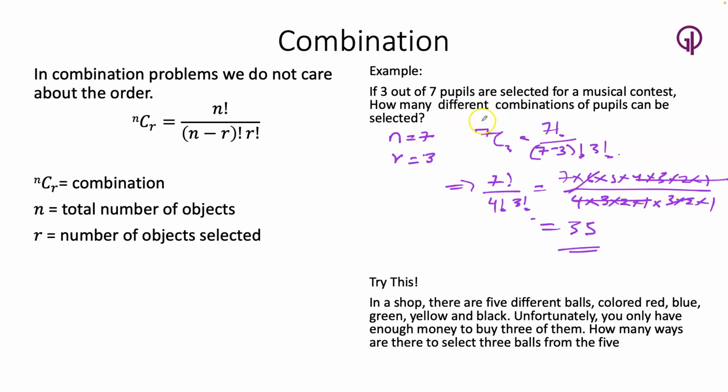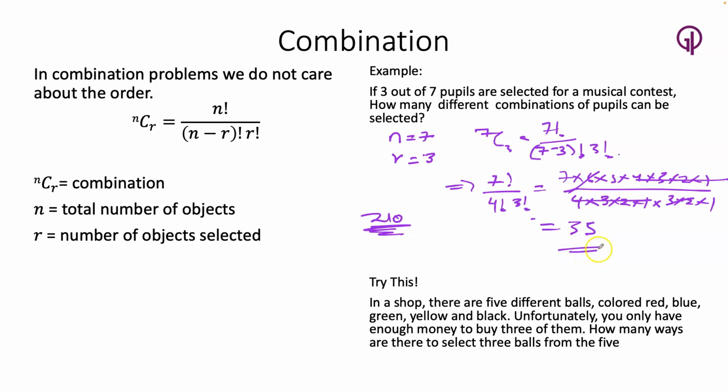Now, this question is similar to the question we solved under permutation. The only difference is that we cared about the order of things under permutation, whereas here we don't care about the order of things. We're just selecting 3 out of 7. So under permutation, with 7 people and selecting 3, because we cared about the order of arrangements, we had 210 possible arrangements.